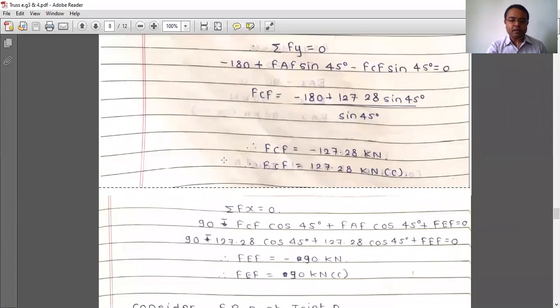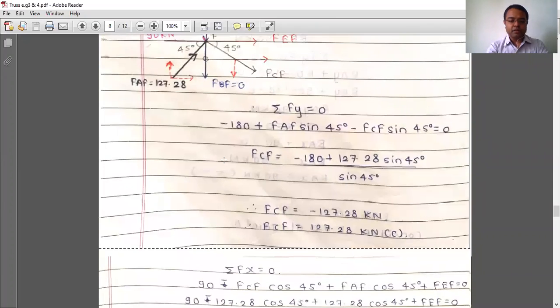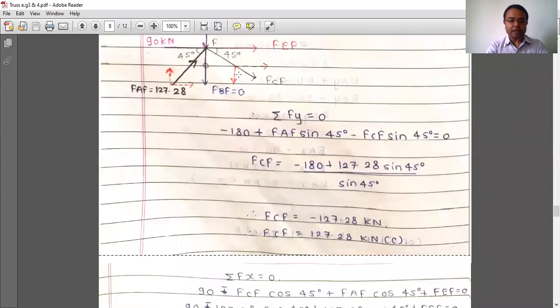Okay. So we can write: this 90-degree force is going towards the right, so take it as positive, plus this FCF, the force in the member CF, going towards the right, take it as positive, AE, force going towards the right, force FAF cos 45. So just resolve this. Okay, this is also going to the right, so take it as positive. So what is the sign convention?